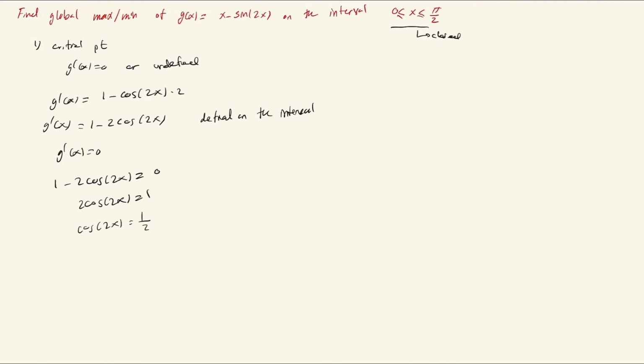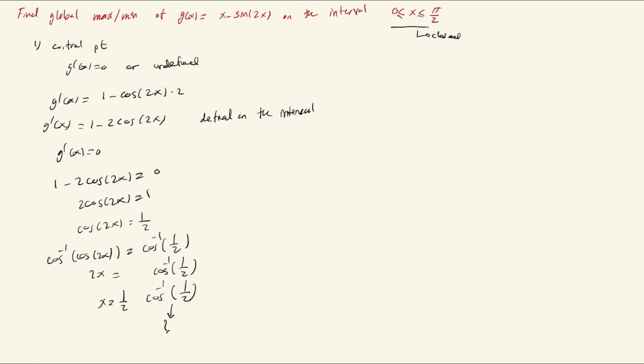And then I'm going to take the inverse cosine on both sides. So on the left side we'll end up with 2x, and on the right side it's going to be cosine inverse of half. And then I'm going to divide by 2.